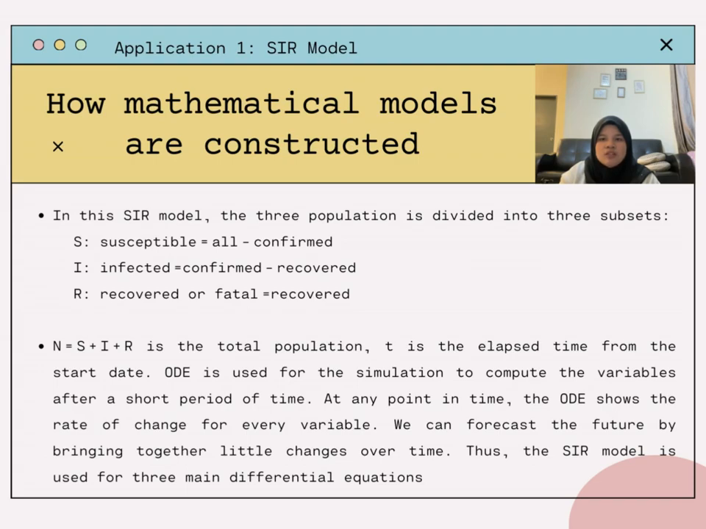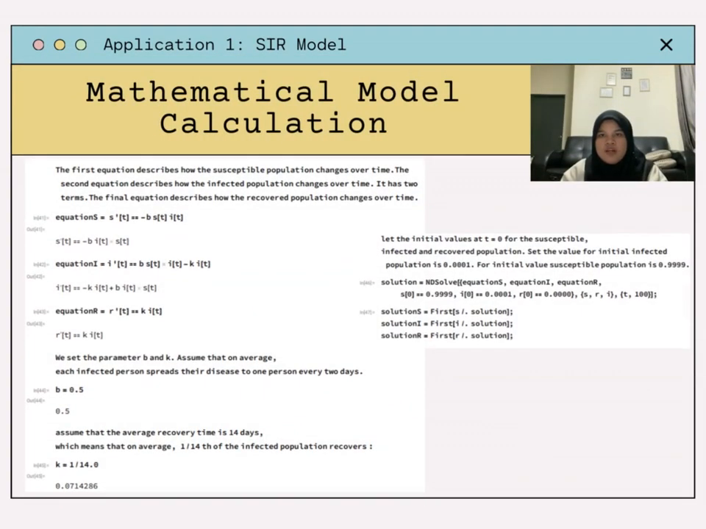ODE is used for the simulation to compute the variables after a short period of time. At any point in time, the ODE shows the rate of change for every variable. We can forecast the future by bringing together little changes over time. Thus, the SIR model is used for three main differential equations. Next, for mathematical model calculation, we use Mathematica.